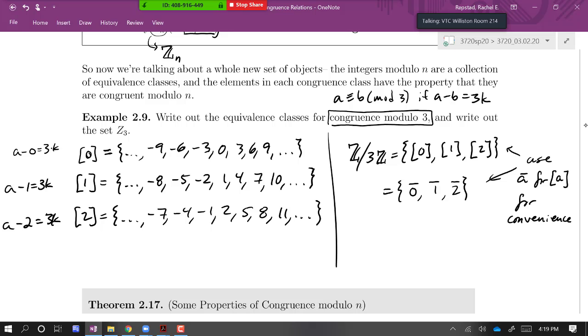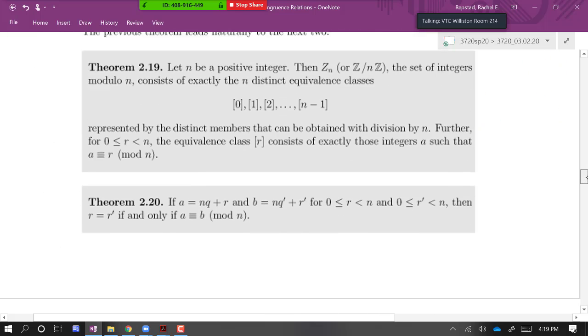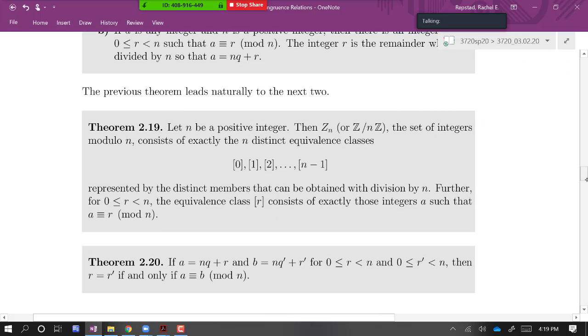We call them the primary residues. And if you're working mod n, your residues start at 0 and go up to n minus 1. We could think of them as just the remainders that are possible when you divide something by n. And that's what we've got down here in Theorem 219. So there are always going to be n distinct equivalence classes from 0 to n minus 1. Again, you're going to see me use the overline notation because it's more convenient.